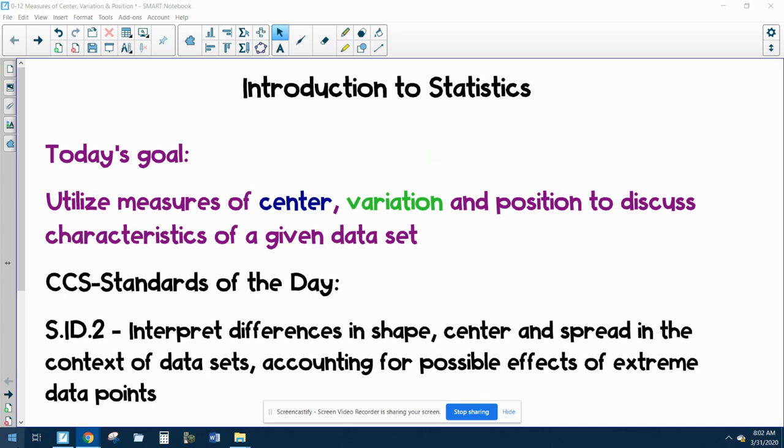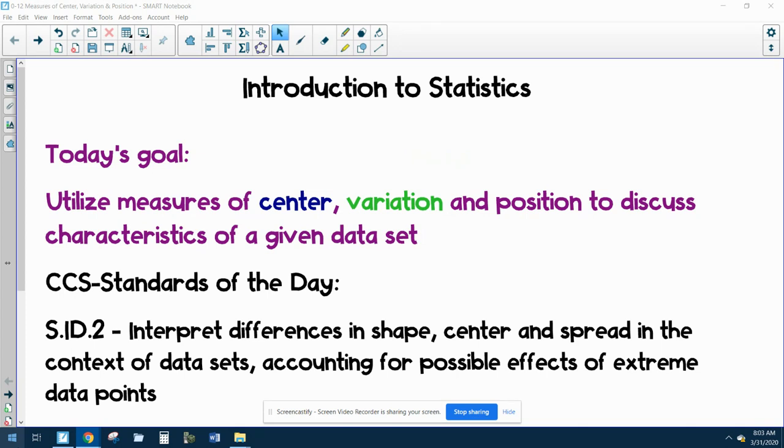Hi there. Today we are going to go through some introductory statistics. We're going to talk a little bit about measures of center and variation. We'll also in this unit discuss position, different shapes and centers and spreads of context of data sets. We're also going to talk about outliers. So lots of great information that we're going to get to in this statistics unit.